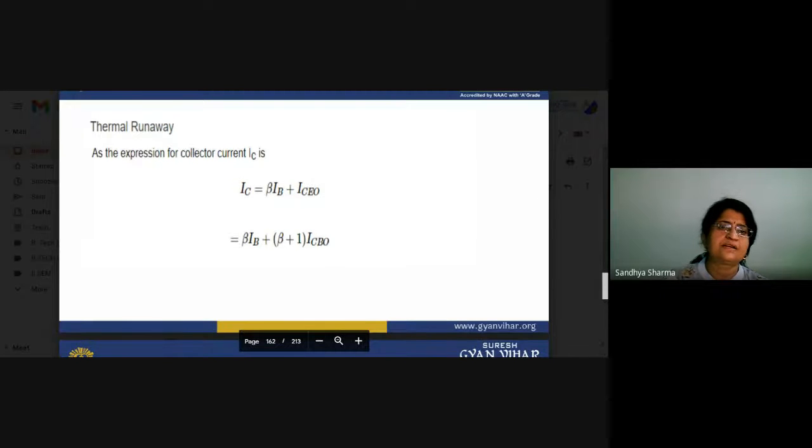Now we will see the thermal runaway. As the expression for collector current, IC is equal to beta times IB plus ICEO, and you can also represent ICEO in terms of ICBO, so that is equal to 1 plus beta times ICBO.